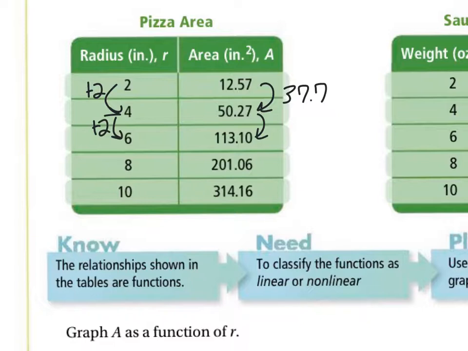If you do the next ones, 113.1 minus 50.27, that's 62.83. So the x is changed by the same thing, but the y is changed by a different amount. So that would be a way we could quickly tell, besides having to graph it, if they didn't say we had to, that we could tell that that is nonlinear.